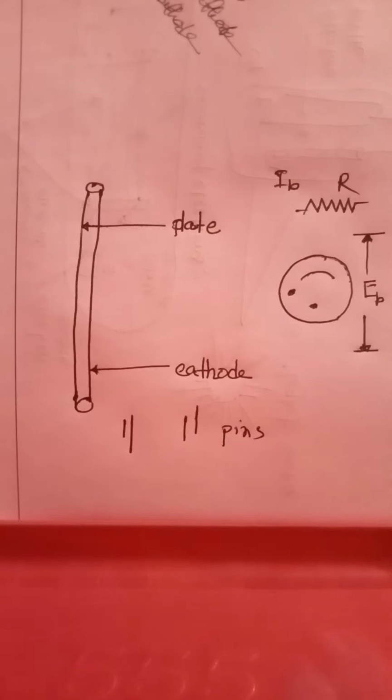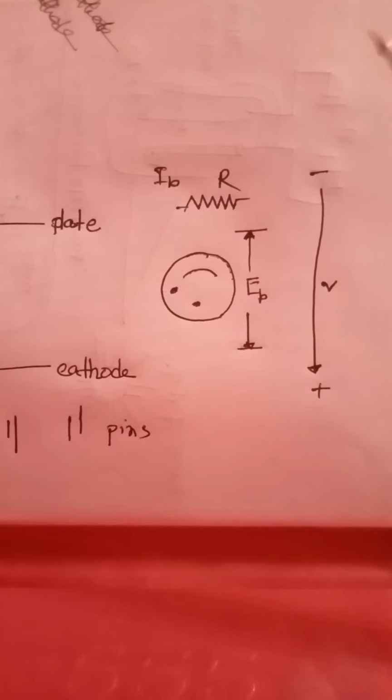If the anode cathode voltage is low, the electrons do not possess the necessary energy to cause ionization of the gas. Therefore, the plate current flow in the tube is only due to electrons emitted by the cathode.